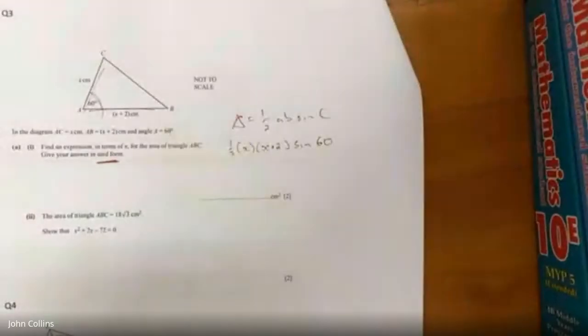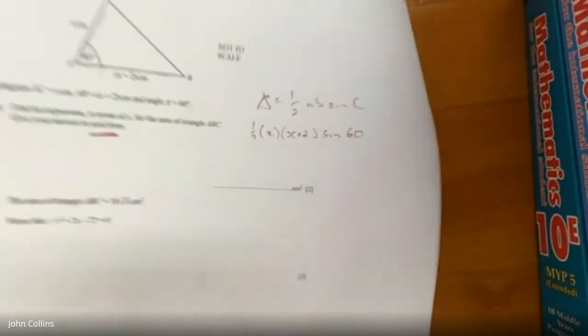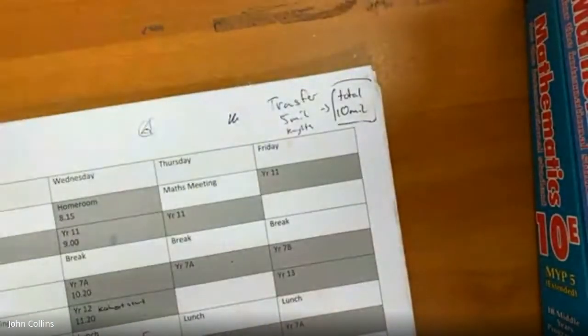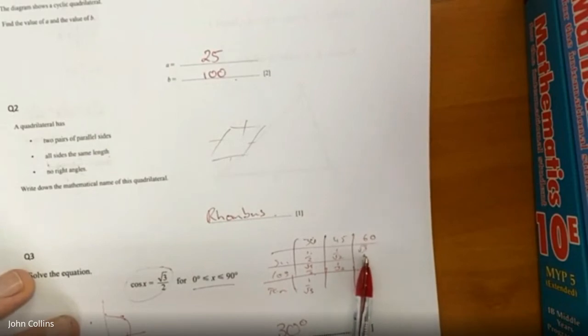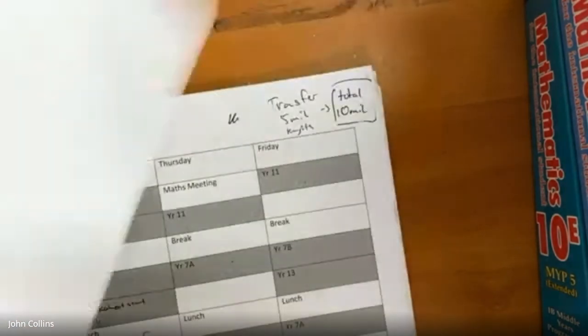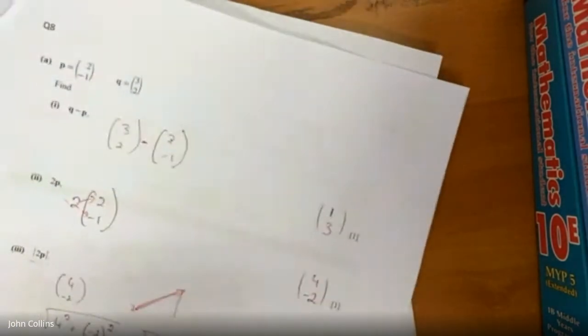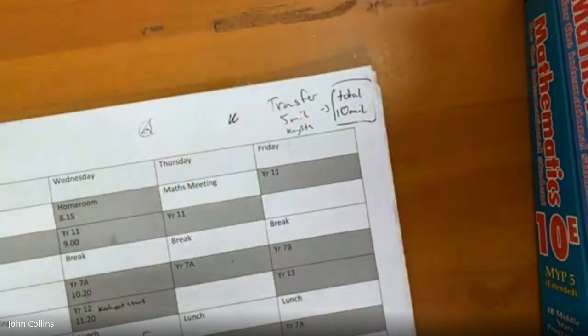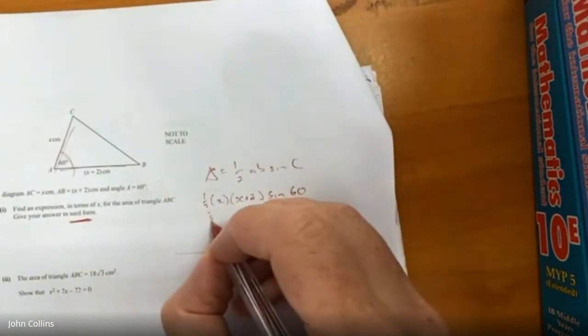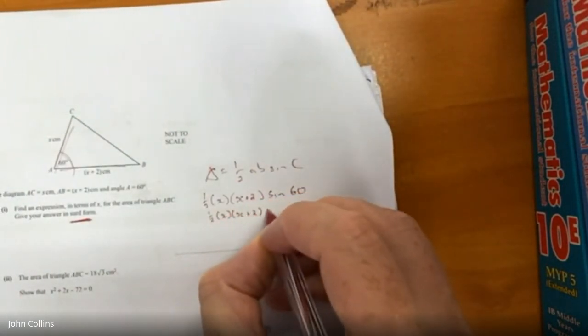We need surd form, which means we go back to the table we created at the start of the exam on page 1. Sine 60 is root 3 over 2. So if you see surd form, you have to refer back to this table. Yes, Chief. Is there a way on the calculator to find the surd form? There is, okay. Look. So that's a half times x plus 2 times root 3 over 2.